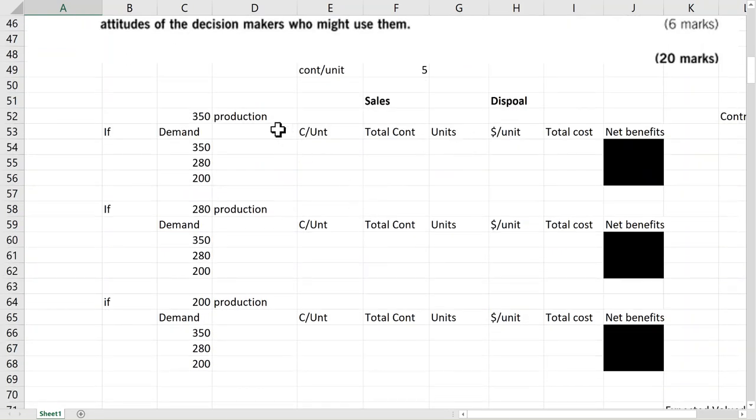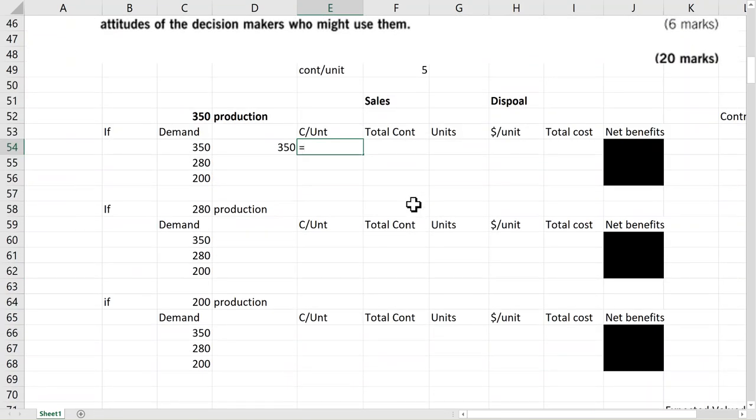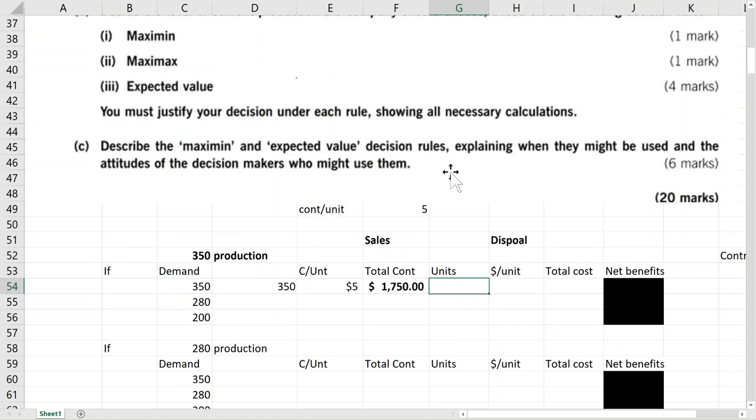Okay, if we decide to produce 350 and demand is 350, how many units will we be able to sell? 350. We will be able to sell all units. And the contribution per unit, it is said here, they are sold for $9 and cost $4 to make. So it means 9 minus 4, 5, is the contribution, and we will be able to earn a total contribution of 1750. And remember, units not sold have to be disposed.